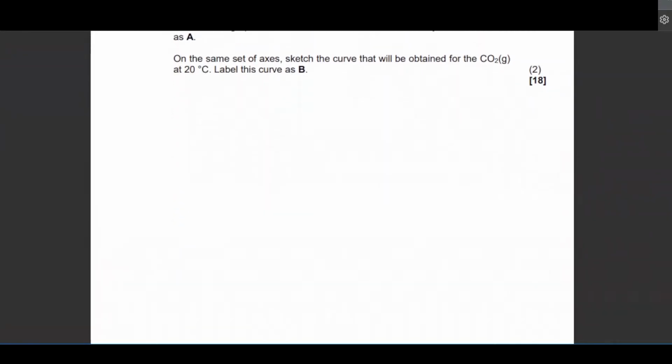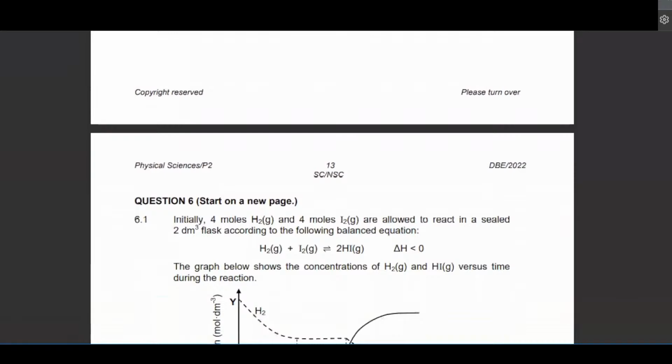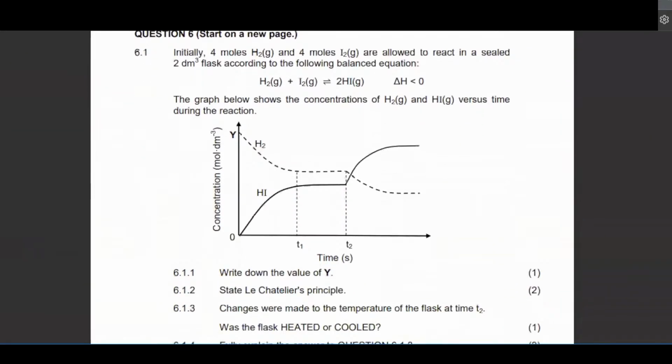So that marks the end of the 5th question. Let's go to chemical equilibrium.